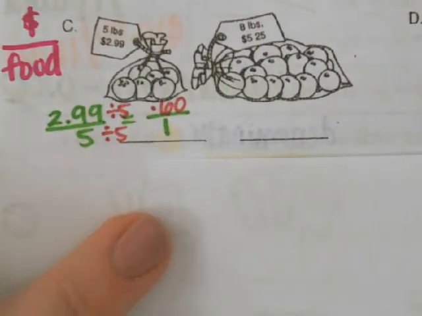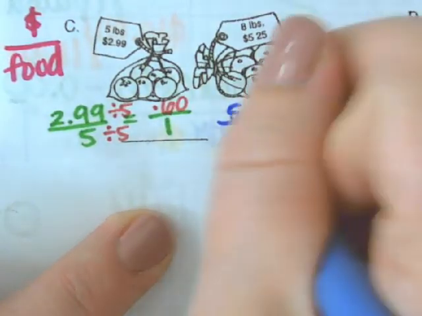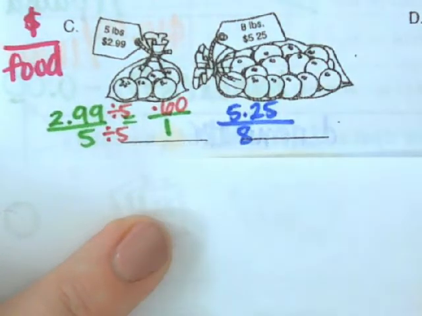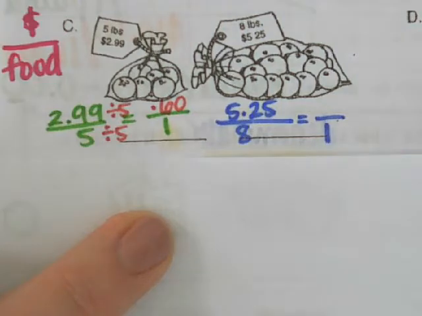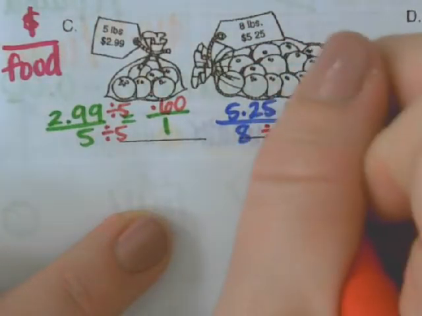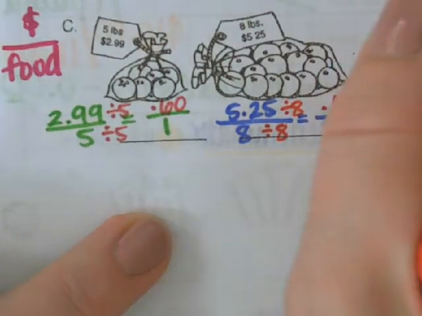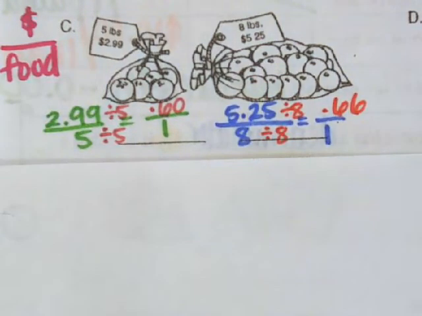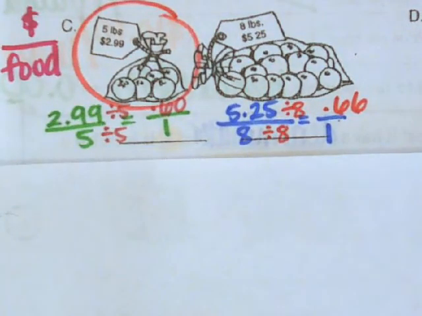It says that I have $5.25 going on top for every 8 pounds. I want to know how much it would be for 1 pound. So I'm going to take the top and the bottom and divide it by the denominator of 8. $5.25 divided by 8 tells me that it is 66 cents. Remember, the better buy is the cheaper price. So I'm going to pick the 5-pound bag of tomatoes, potatoes, or oranges, whatever that is.